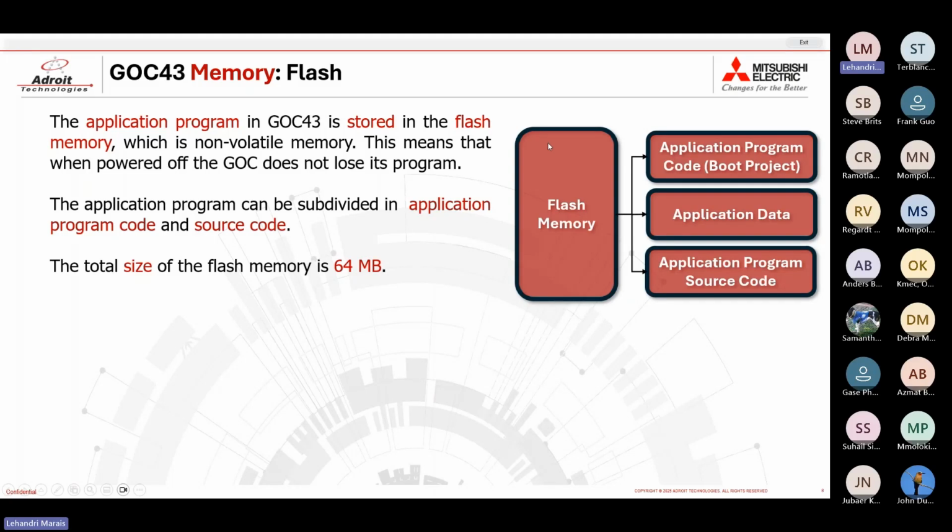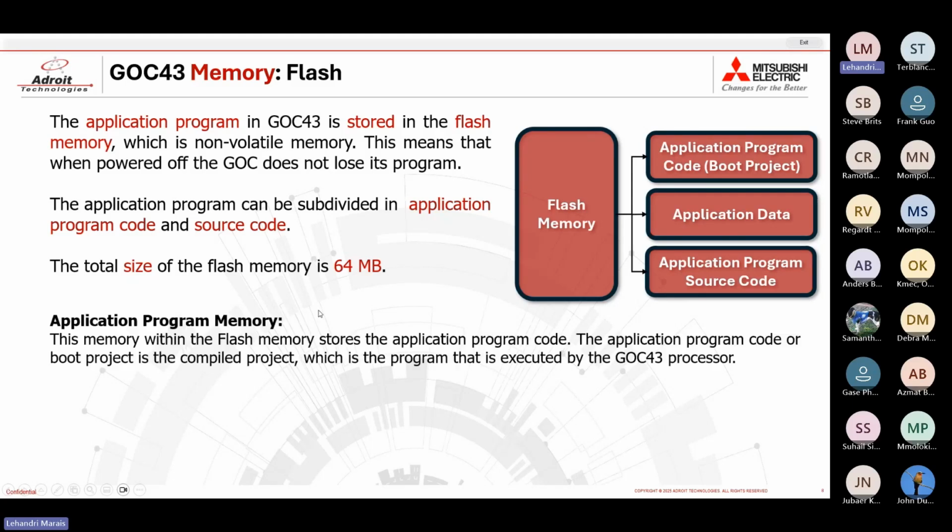So just to point out this illustration, as we mentioned, we have the application program code, application data, and application program source code. I will be explaining each of these in a moment. So the application program memory. This memory within the flash memory stores the application program code. The program code or your boot project is the program that the GOC43 processor executes. So that is the logic that the PLC will execute.